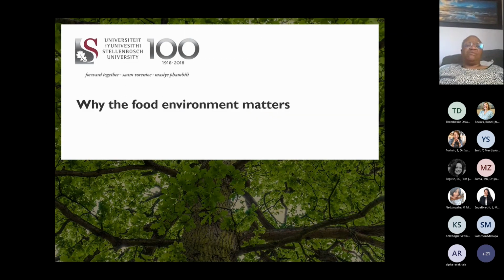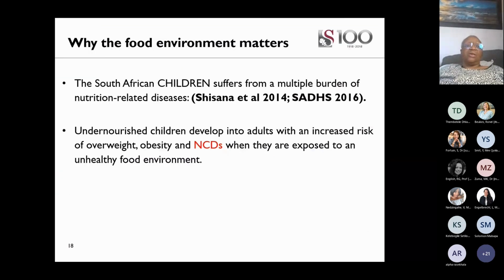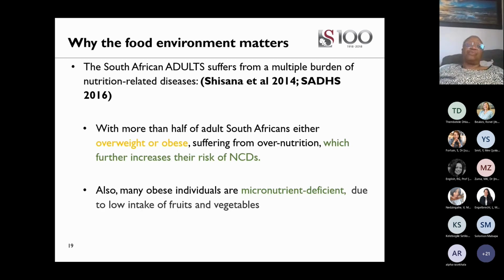So why do food environments matter? Why do we worry about food environment? In South Africa, we know that children suffer from multiple burden of disease, under and overnutrition, and food insecurity. And with overnutrition and food insecurity, there's evidence that those children develop NCDs when they're exposed to an unhealthy food environment later in life.